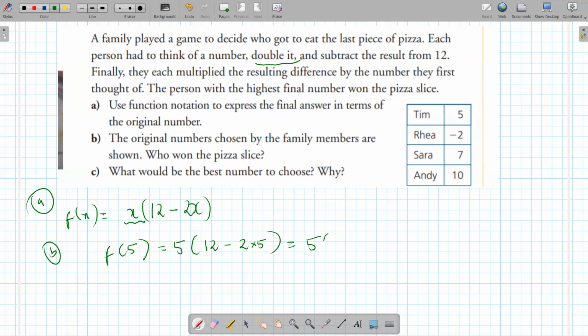And that gives me 5 times 12 minus 10. So that gives me 5 times 2, and that's going to be a 10. So for Tim, the final answer is 10. Okay, let's do it for the next person.